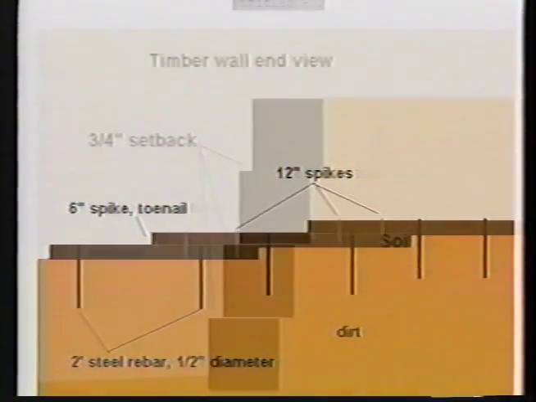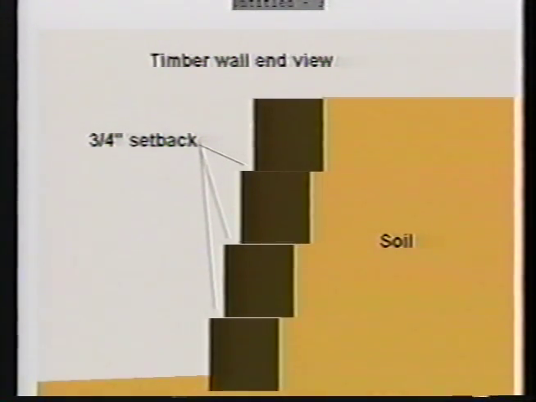This new timber will become part of the second course. Offset it from the timber below by 3/4 of an inch back into the slope. This is how you'll angle the wall back into the slope.